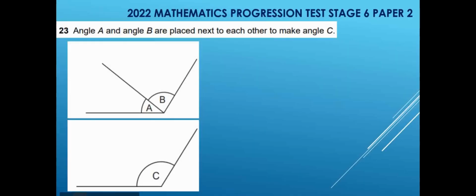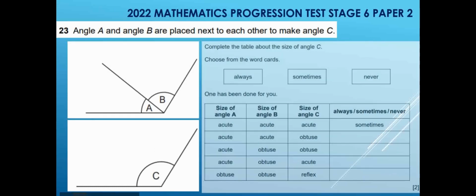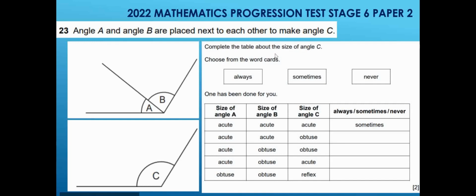Question 23. Angle A and B are placed next to each other, here and here, to make another angle C. Complete a table about the size of angle C. Is it always, sometimes, or never? One has been done for you. Size of angle A acute, B acute, C acute. It is sometimes. That is the answer given.